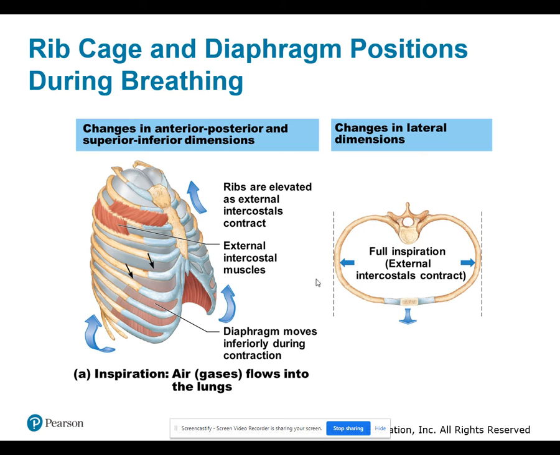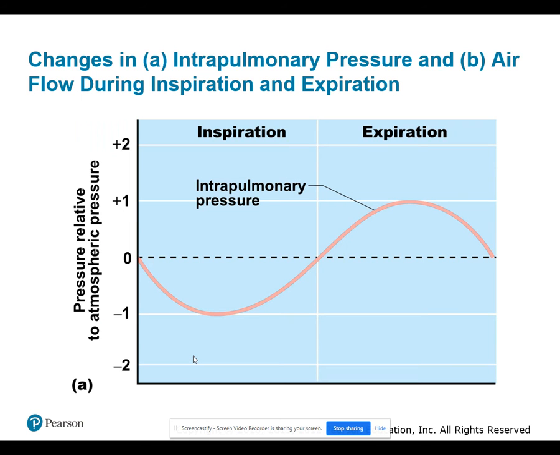Here we have a picture of inspiration. When you breathe in, your diaphragm kind of flattens out. You can see your rib cage get a little bit bigger. Ribs are elevated. If you're wondering where your external intercostal muscles are located, they're located here within your rib cage to help pull it up, and air is going to flow in.